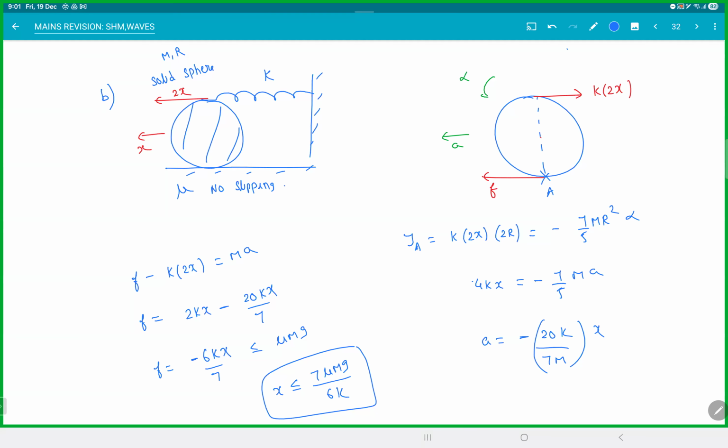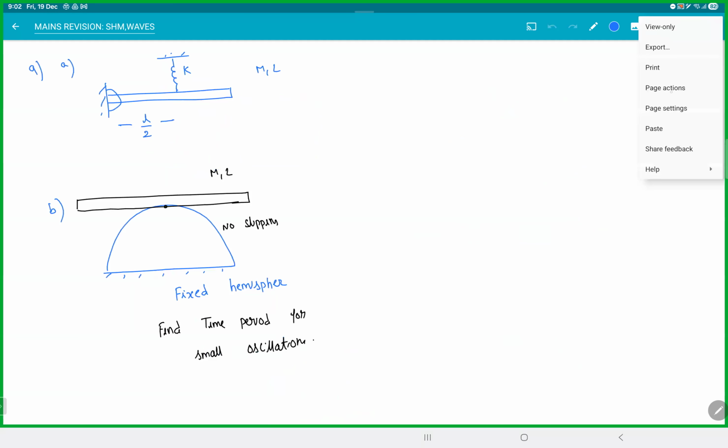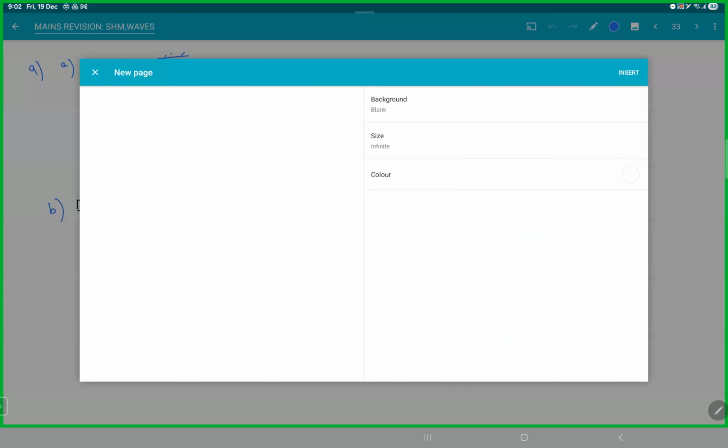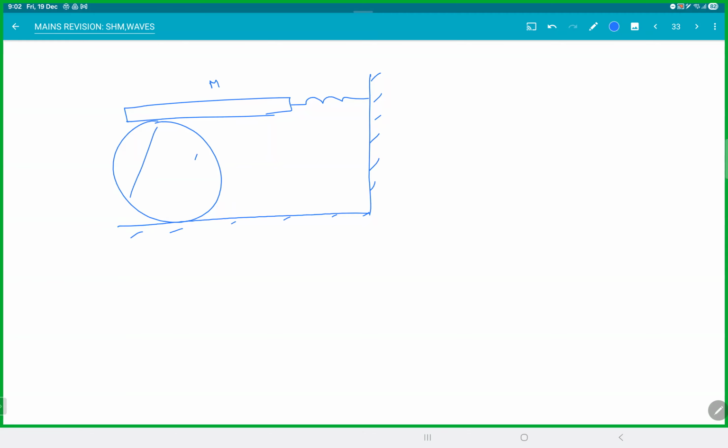That's a good one. Let me ask you one more like that. Same question. Let's say instead of this, what if I keep a plank? And we have a spring here. Just get the time period. Plank mass m. This is a solid cylinder, mass m radius r. There's no slipping anywhere. Find time period.